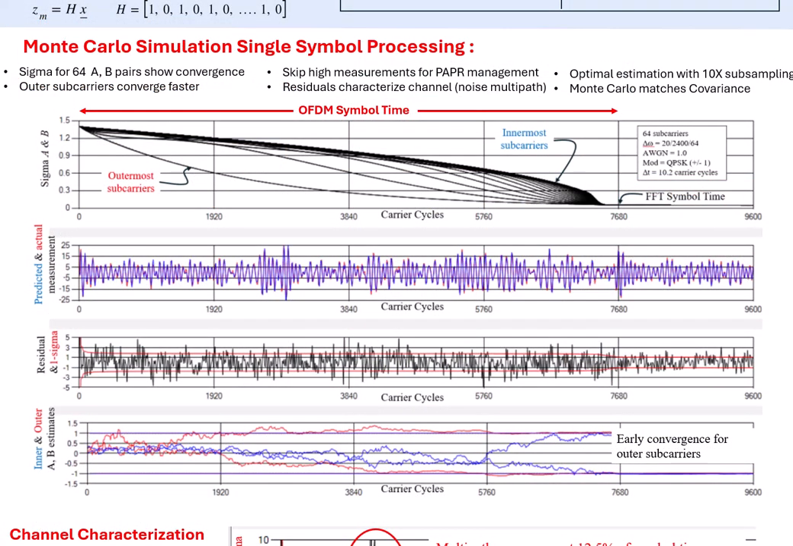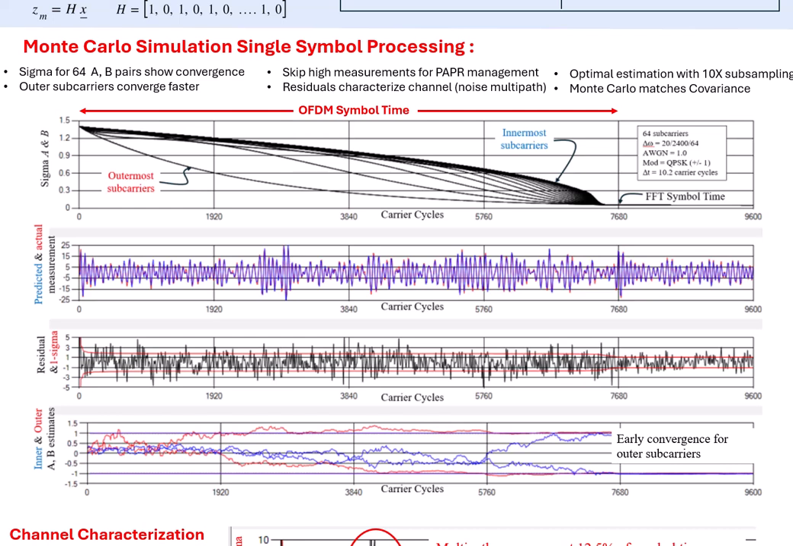A Monte Carlo simulation was developed for the multi-carrier communication system. We used 64 subcarriers with QPSK modulation formed from A and B values randomly selected from +1 and -1. For the case as shown, we used a white noise with standard deviation of 1 and a receiver subsample time of 10.2 carrier cycles. The normalized subcarrier frequencies represent a 20 megahertz bandwidth beginning at 2400 megahertz.